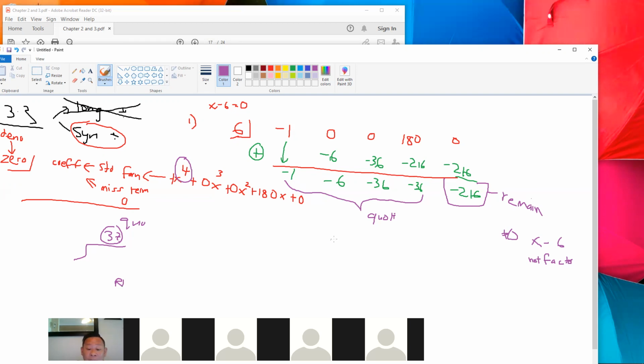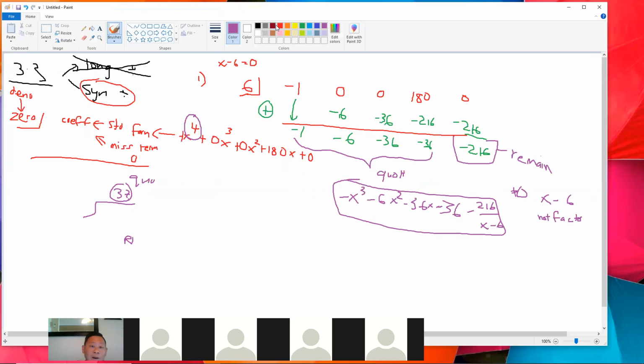So this answer will be negative x cubed, or negative 1x cubed, minus 6x squared, minus 36x, minus 36. And then the remainder is minus 216 over x minus 6, because x minus 6 is what we divide with. So this is your answer using synthetic division. If you want to do long division, it's going to be 30 minutes longer. That's why I want you to know how to use synthetic division to do this.